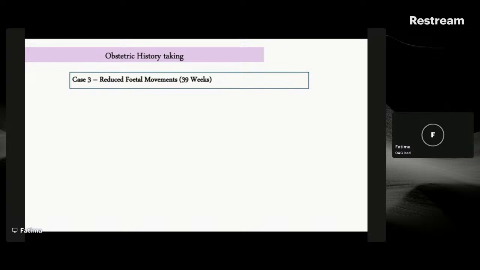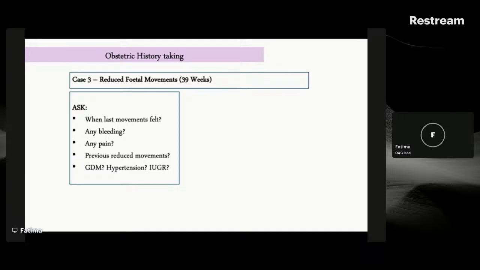So the questions we'd ask is, when were her last fetal movements, and whether this is a change from the baby's normal pattern or not. Because persistent reduction can indicate placental insufficiency. You'd ask about any other associated symptoms like any abdominal pain or vaginal bleeding. These might suggest placental abruption. It's important to ask about pregnancy complications like any gestational diabetes that she's been diagnosed with, hypertension, or any known fetal growth restrictions, because these all increase the risk of fetal distress.